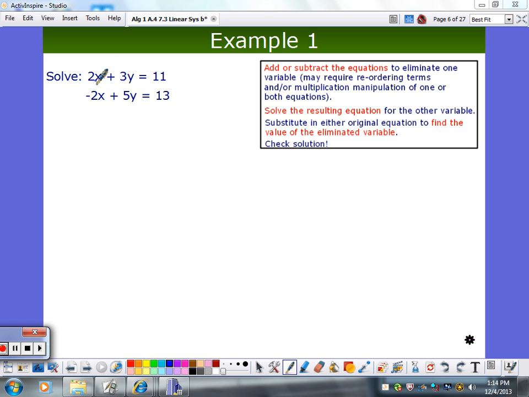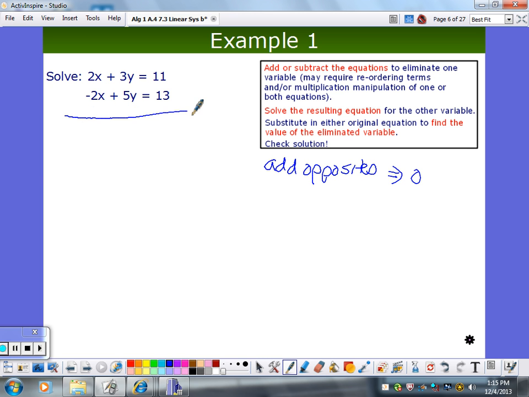The 2x and the minus 2x. So when I add opposites, what do you get? You add opposites, you get 0. So it will eliminate. If they're not opposites, we will discuss that, but first, let's look at if they are. So the method is add the equations.